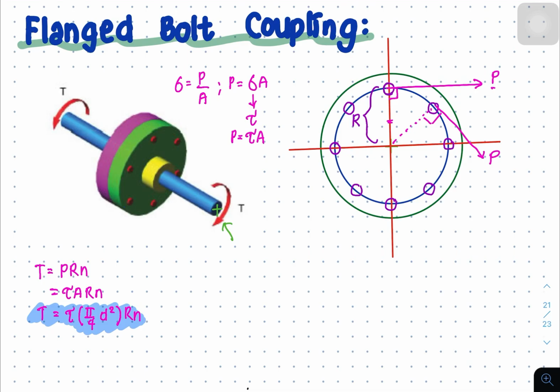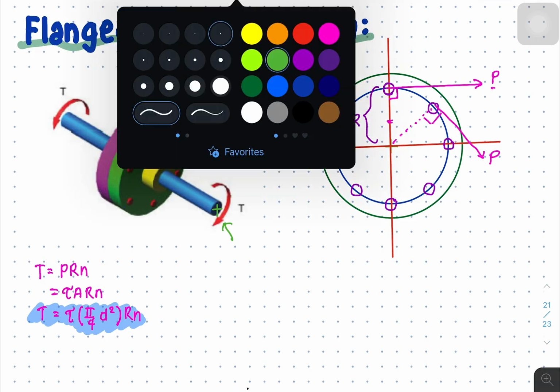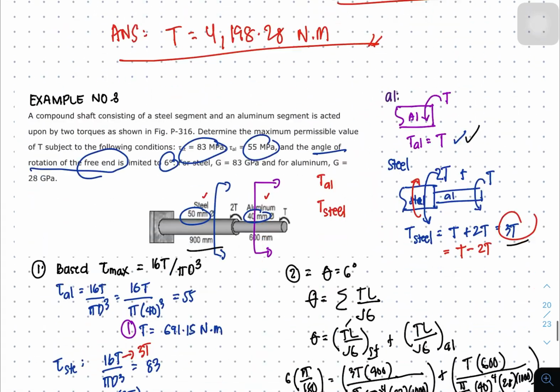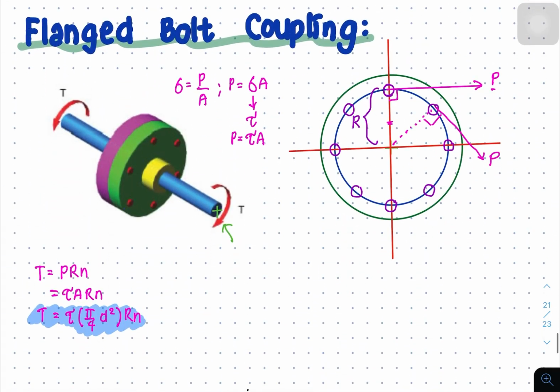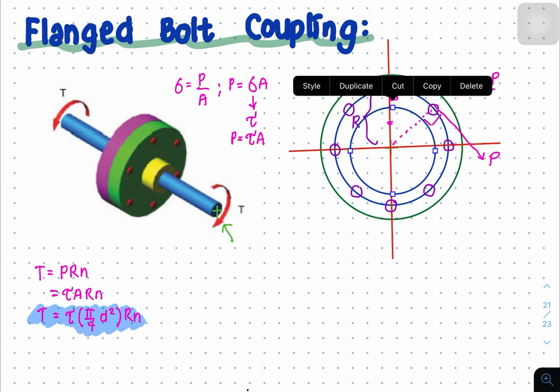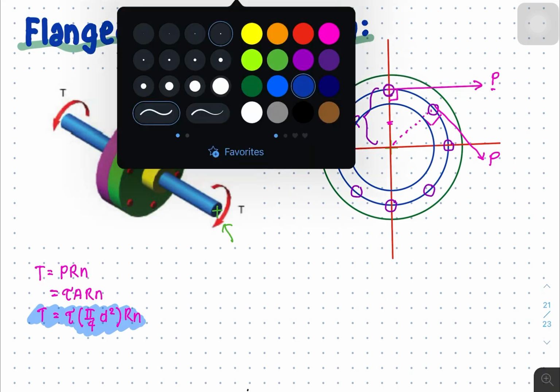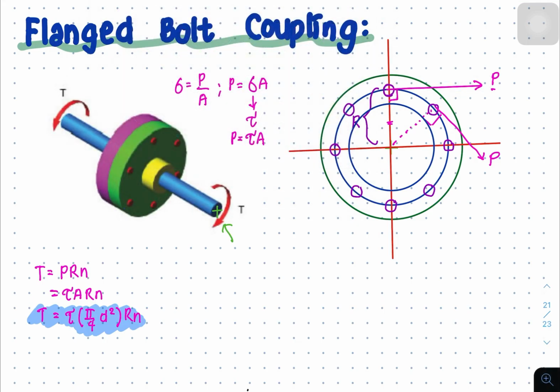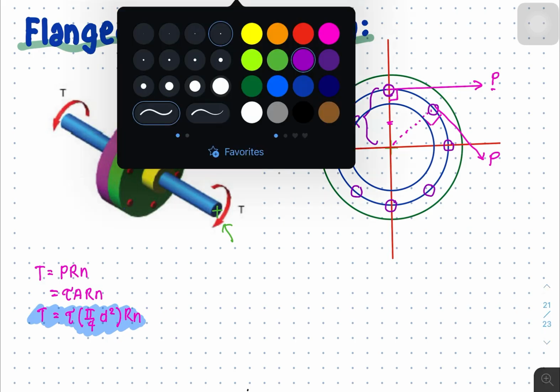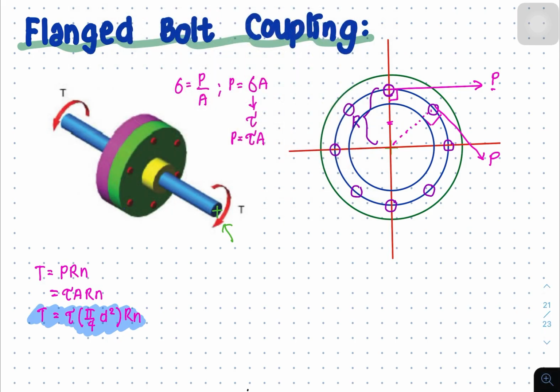What if in our flange bolt coupling there exist two concentric rows of bolts? By two concentric rows of bolts, I mean let me draw another circle here, which will give us the location of bolts located in between the first set of bolts and the center of the shaft. So here exists another set of bolts. Let me draw it here.